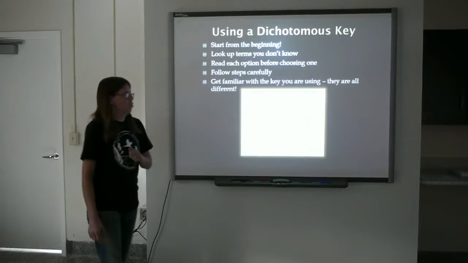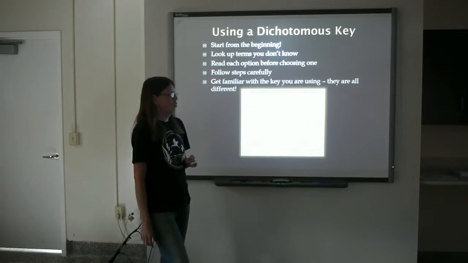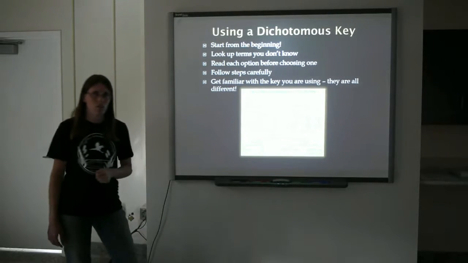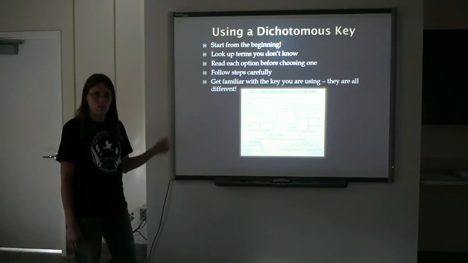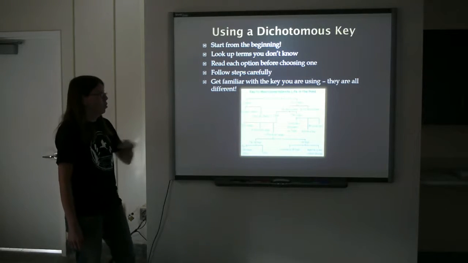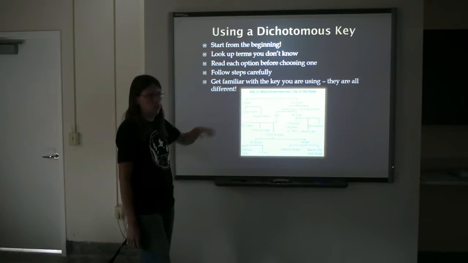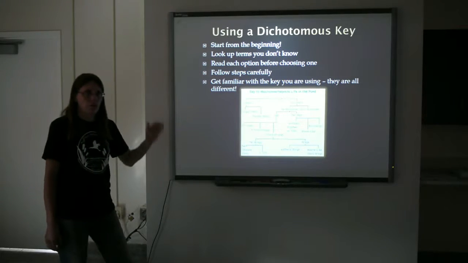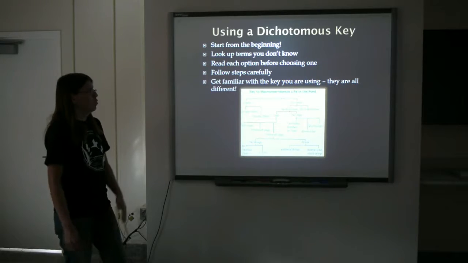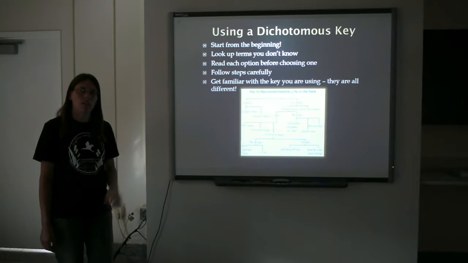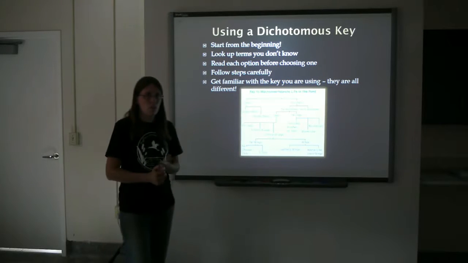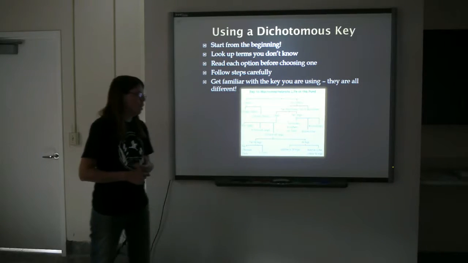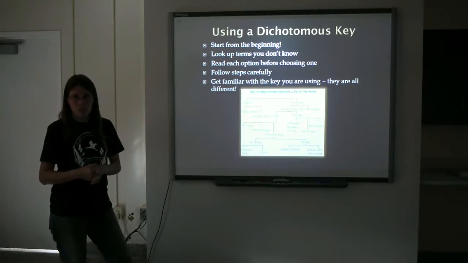A few suggestions about using a dichotomous key. You should always start from the beginning. Don't think that you can just leap into the middle of a key and go from there. Always start at the beginning, read both of your options, look up any words that you don't know, follow carefully, get really familiar with the key that you're using. They all work a little bit differently, so get familiar with one, find one that you like, and try to stick to it if you can. You'll have a lot less frustration that way.